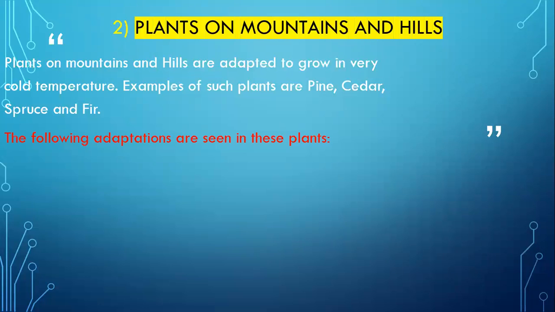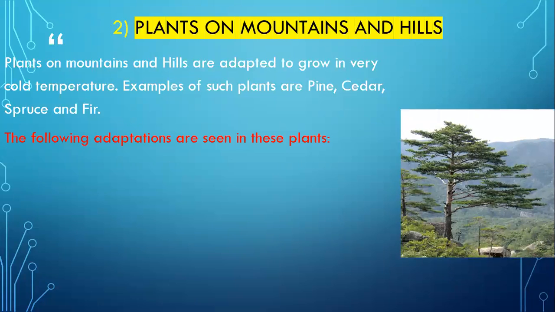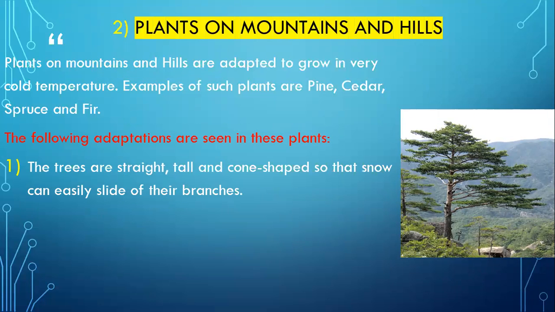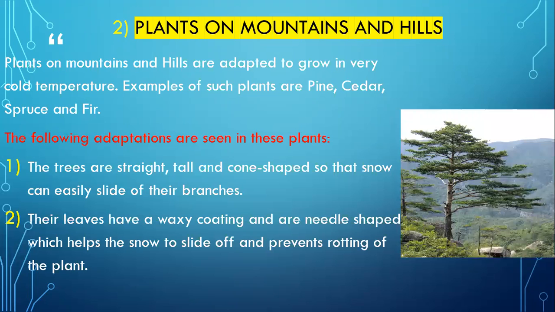And what are the adaptations which can be seen in these plants? The adaptations are, the trees are straight. Generally, you can see in the picture that on the mountains we have such plants. The trees are straight, tall and cone shaped so that snow can easily slide off their branches. Secondly, their leaves have a waxy coating and are needle shaped, which helps the snow to slide off and prevents rotting of the plant.